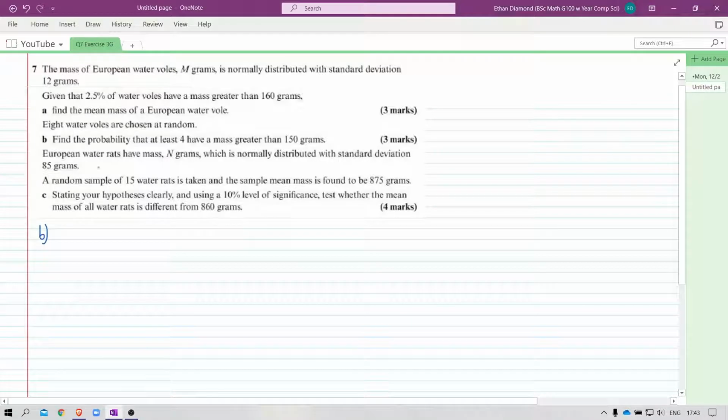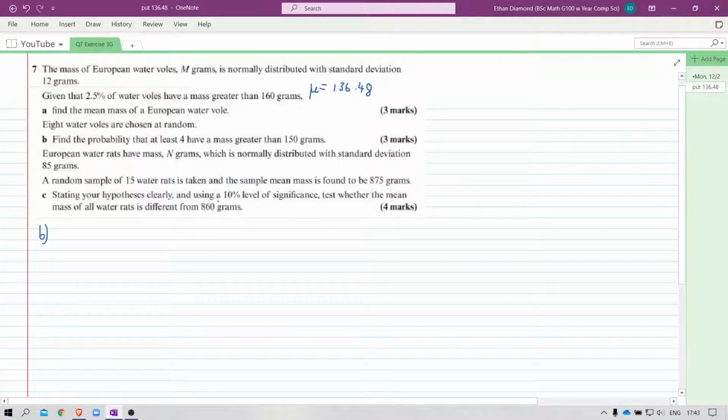So we're told that 8 water voles are chosen at random. Let me just tell you, from part A we worked out the mean of these water voles to be 136.48. If that helps, I'm not sure it will, but just in case it's here. So 8 water voles are chosen at random. Find the probability that we have at least 4 that have a mass greater than that.